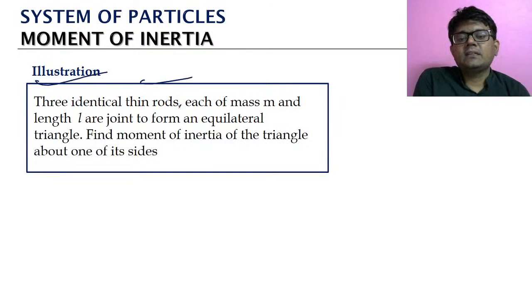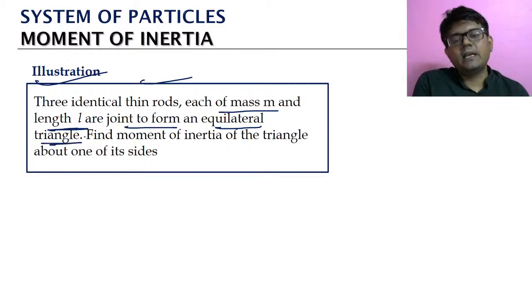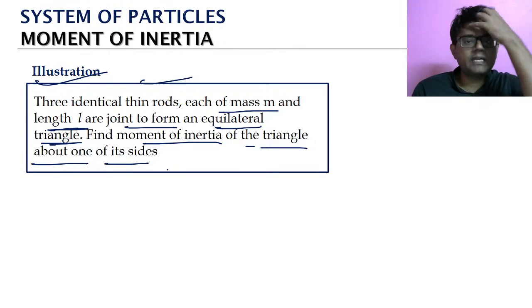Three identical thin rods, each of mass m and length l, are joined to form an equilateral triangle. So the mass of one rod is m, and length is l. With the three rods we are forming an equilateral triangle. Find the moment of inertia of the triangle about one of its sides. So we are calculating the moment of inertia of the triangle.